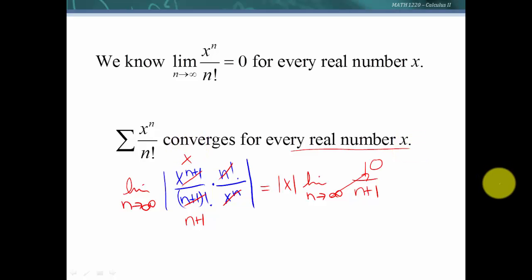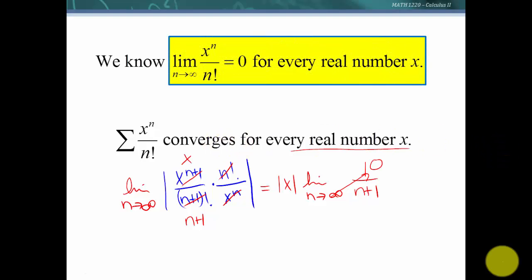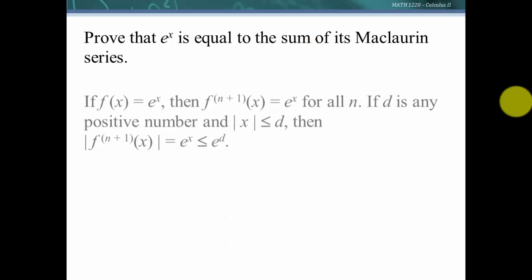Well, by the divergence theorem, if this series converges for every number x, then the limit of the terms is 0. So the terms have to go to 0 if this series converges. So we know that this is true, and we're going to come back to that in a minute. So let's prove that e to the x equals the sum of its Maclaurin series.